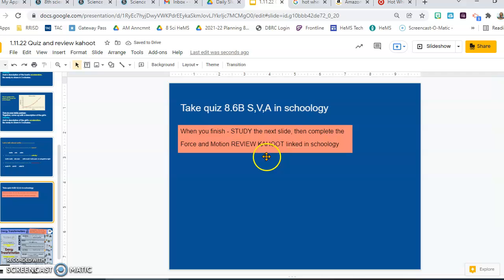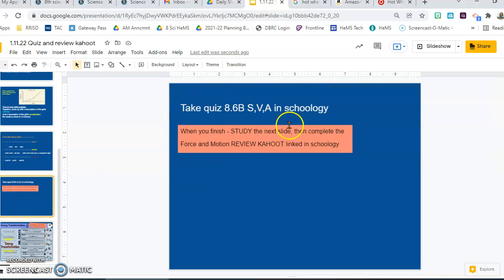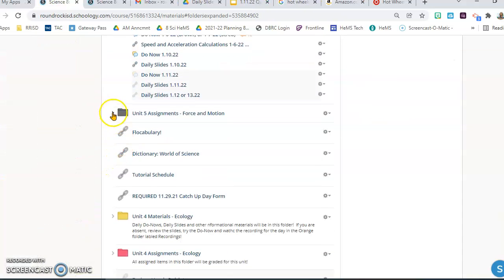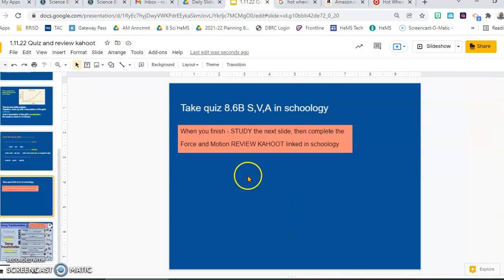So now you're going to do this. You're going to study the next slide. Oops, sorry, you're going to go take your quiz in Schoology. Never mind. We're going to go into Schoology, into the assignments folder. And we're going to take this speed quiz. We're going to click on it and take this quiz. And when you're done, if you go back, there is a force and motion Kahoot. There's a link in Schoology, and you can use that.